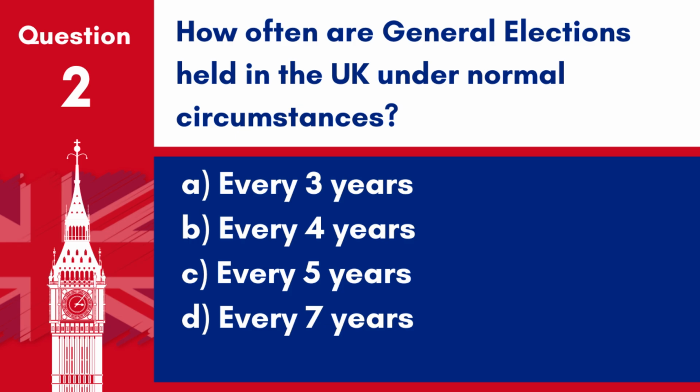Question 2. How often are general elections held in the UK under normal circumstances? A. Every 3 years. B. Every 4 years. C. Every 5 years. D. Every 7 years.